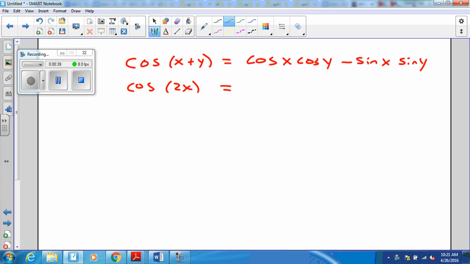If I wish to leverage this for the cosine of 2x, then I simply let y equal x in the formula, and I get cosine x times cosine x minus sine x times sine x. And this is our basic double angle identity for cosine. As stated, this is not so helpful.